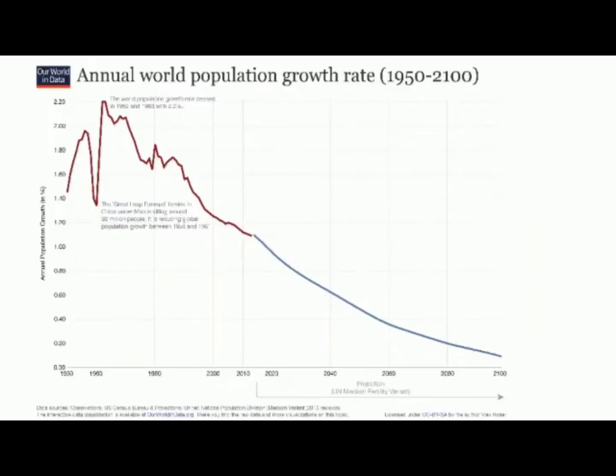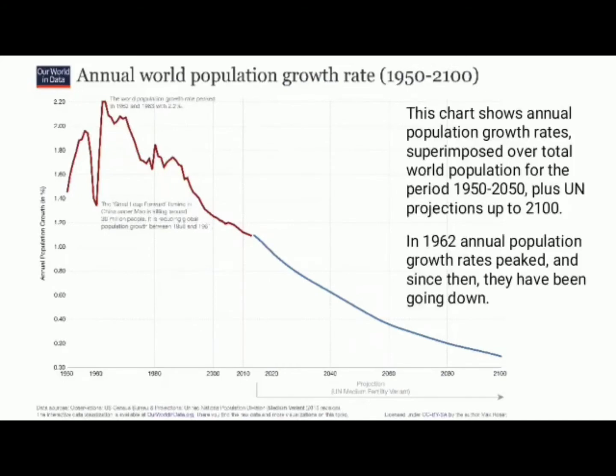In order to study how the world population changes over time, it is useful to consider the rate of change rather than focusing only on the total population level. This chart shows annual population growth rates superimposed over total world population for the period 1950 to 2050, plus UN projections up to 2100.